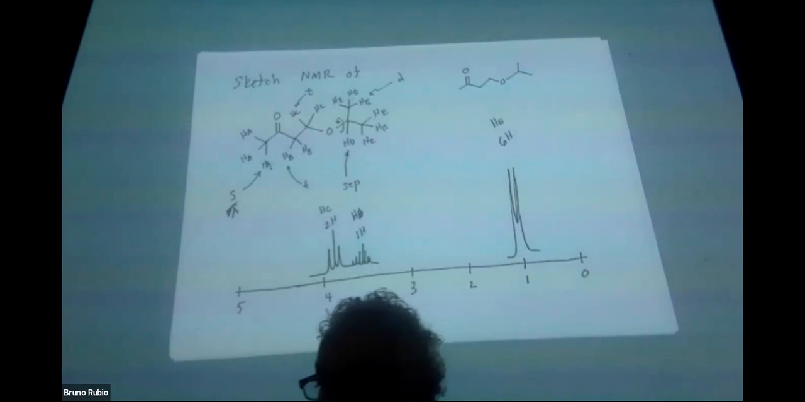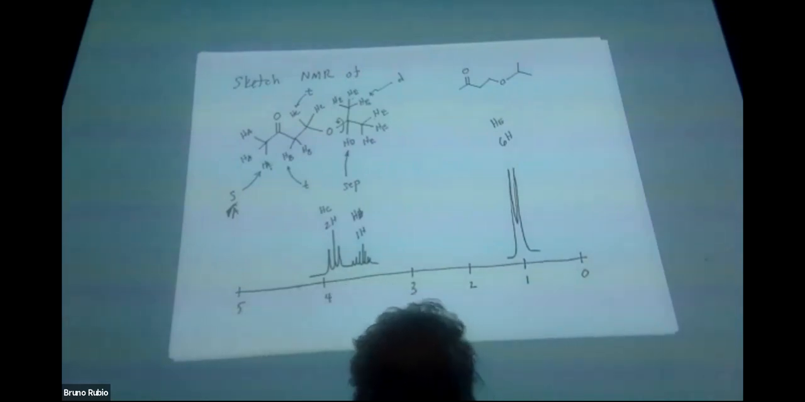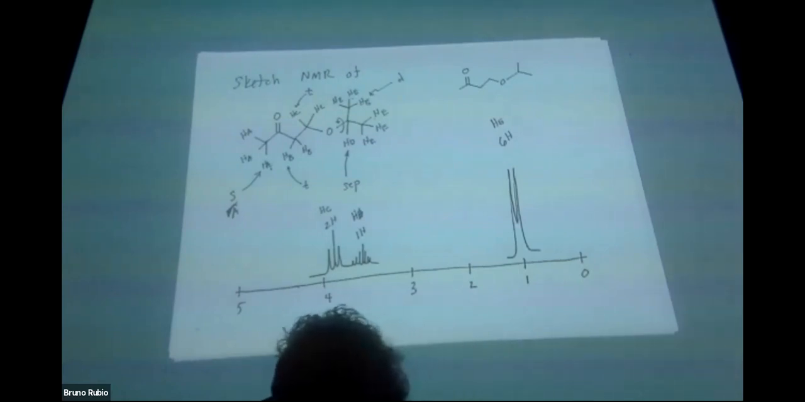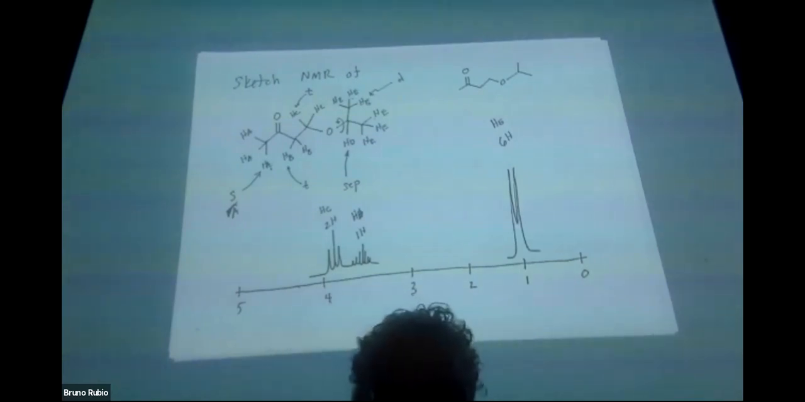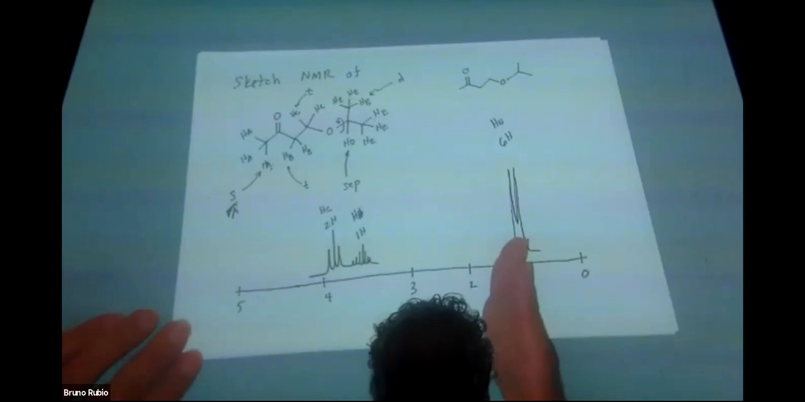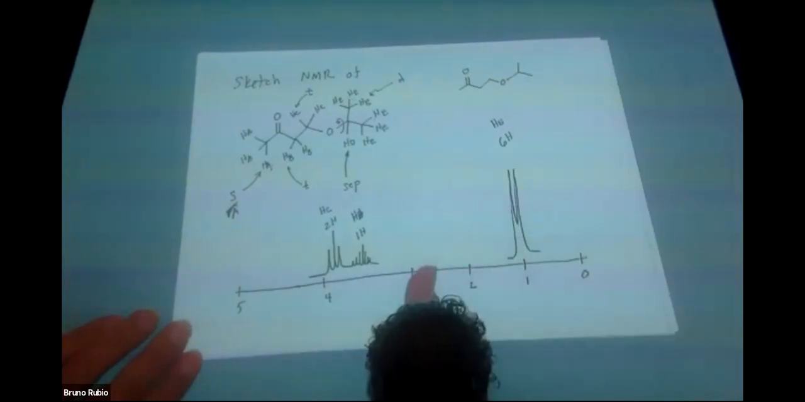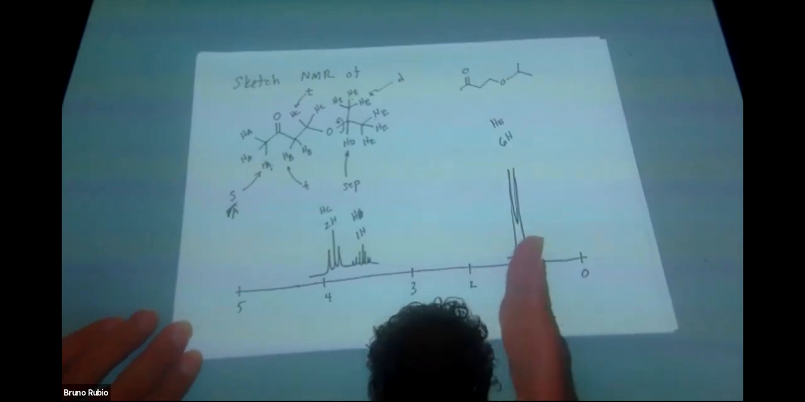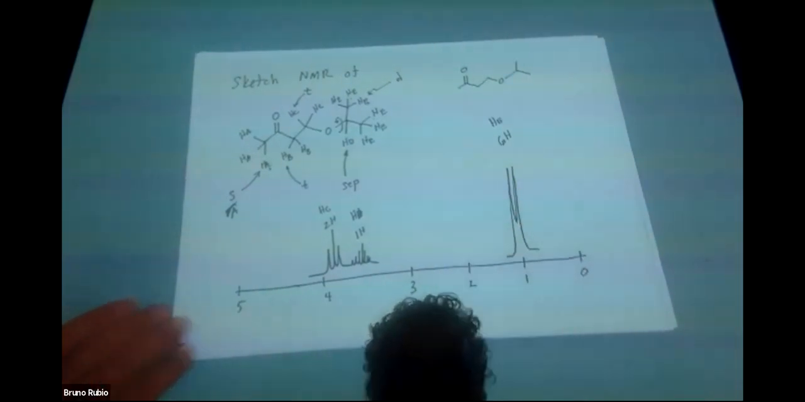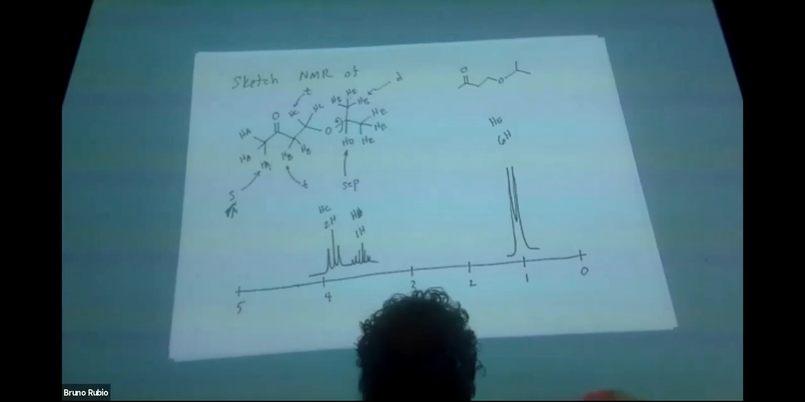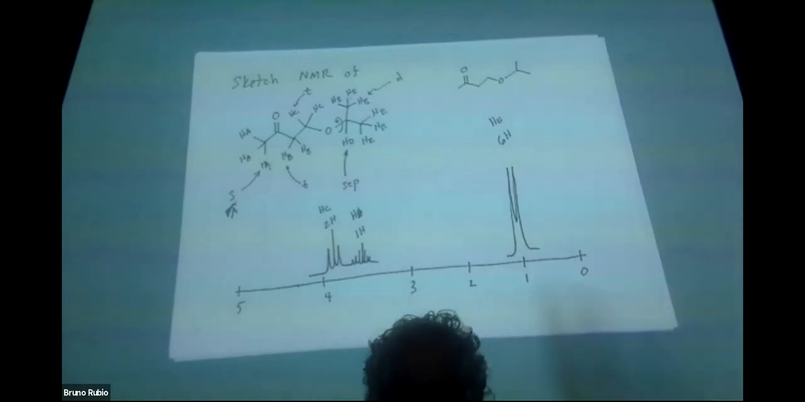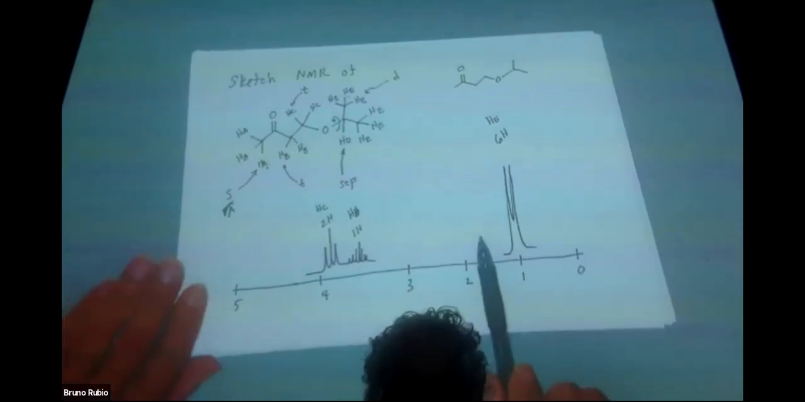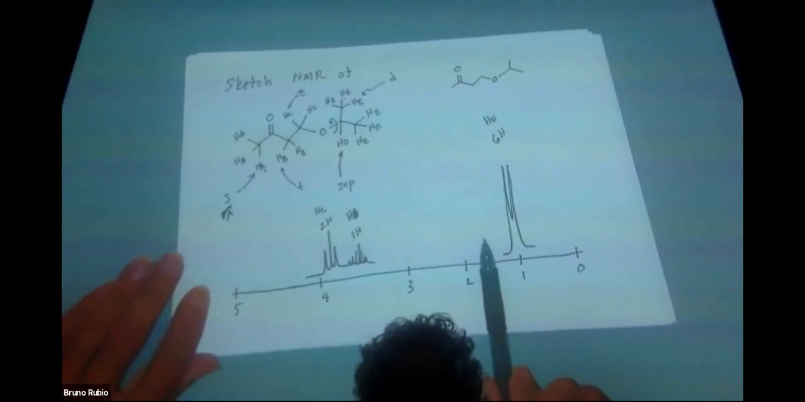So tell me about A and B. Who is more upfield and who is more downfield? Is it going to be the A? Is the A going to be upfield and the B downfield? Or is the B going to be upfield and the A downfield? So who's most upfield over here? The HA or the HB?